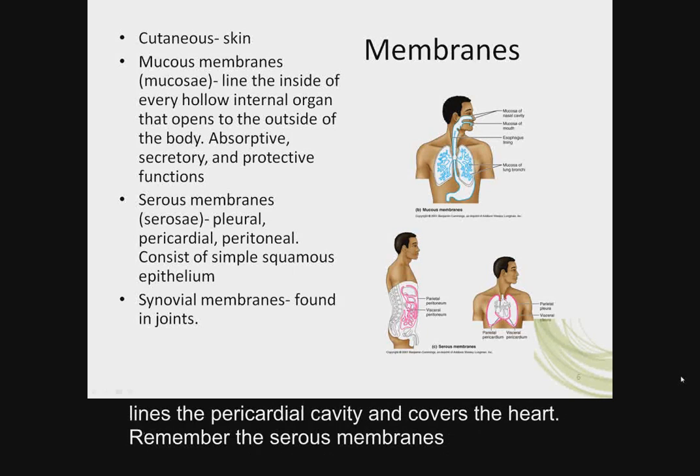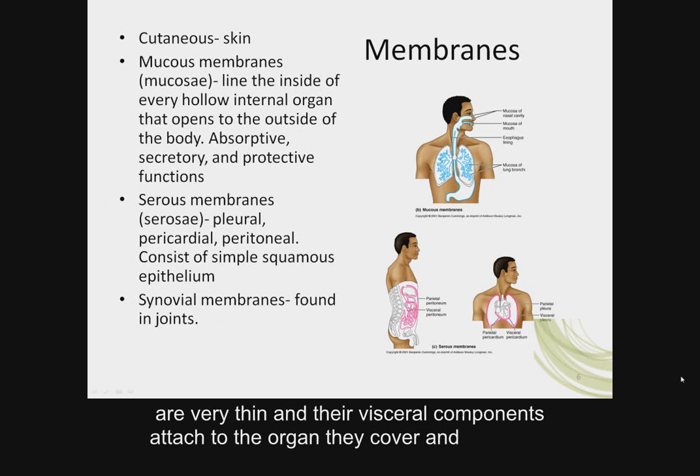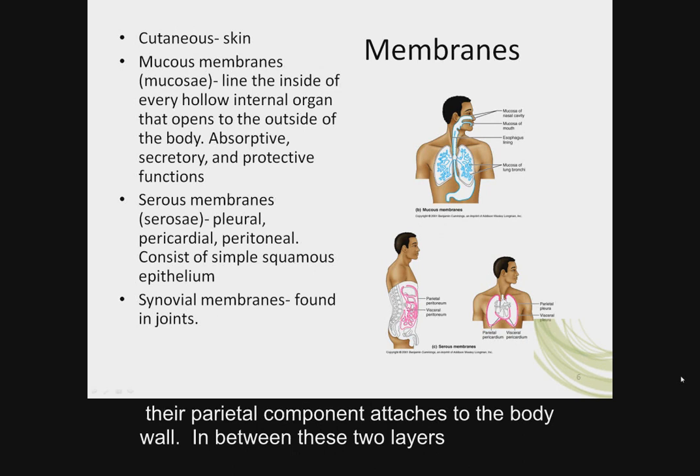Remember, the serous membranes are very thin and their visceral components attach to the organ they cover, and their parietal component attaches to the body wall. In between these 2 layers is the fluid formed by the membrane and is important for reducing friction.